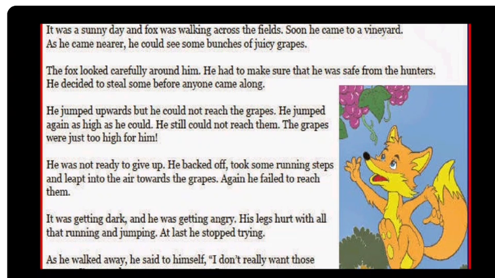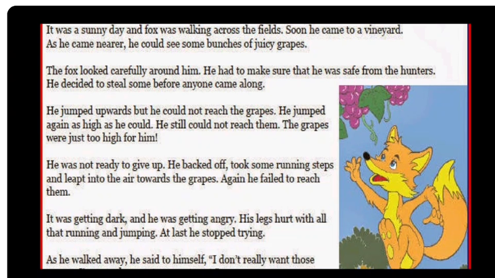Now the next line, he still could not reach them, though he tried a lot, but he failed. Now the last line of this paragraph, the grapes were just too high for him. So the bunches of ripe grapes were too high for the fox to reach. Now the next para and the first line. He was not ready to give up. So after doing all these things, he did not lose his hope.